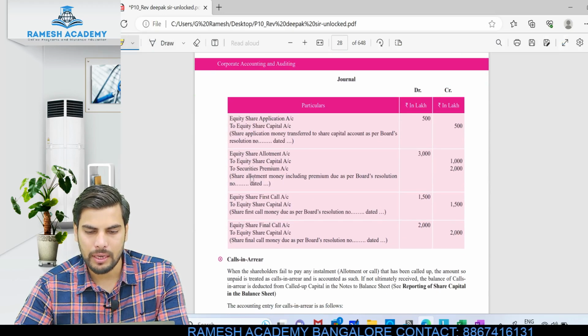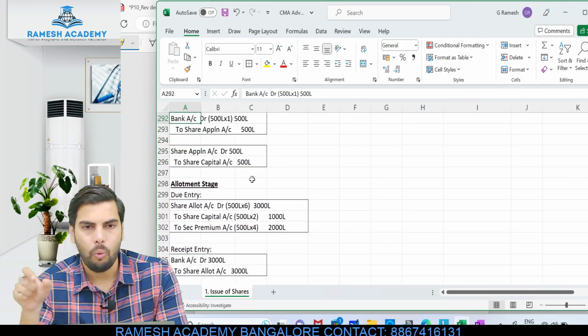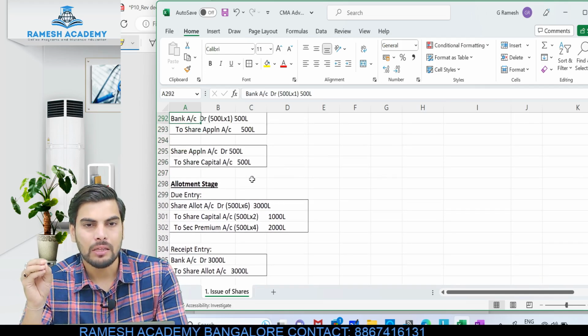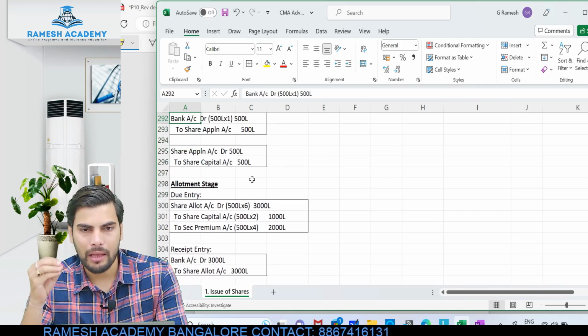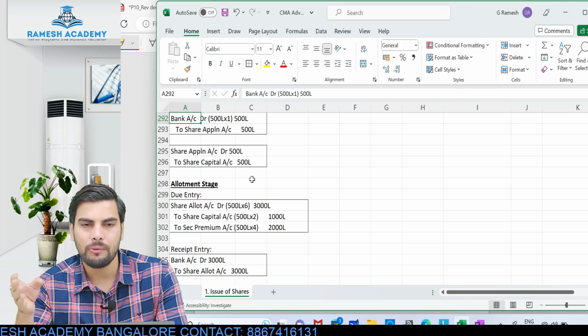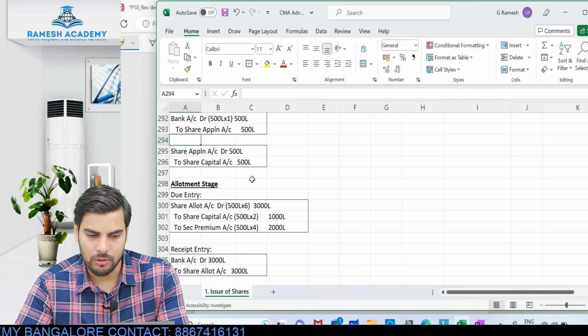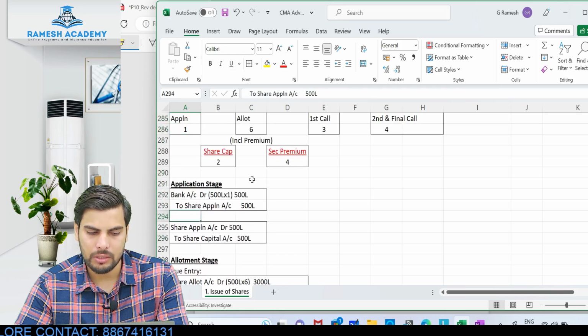Whatever is the next thing, we would have passed the journal entry for each and every transaction. What they have done in your study material is that the amount relating to bank account is straight away transferred to the cash book. Instead of passing the journal entry, they have straight away transferred it to your cash book. So nothing wrong if you pass the journal entry for each and everything. Now look at the next thing.